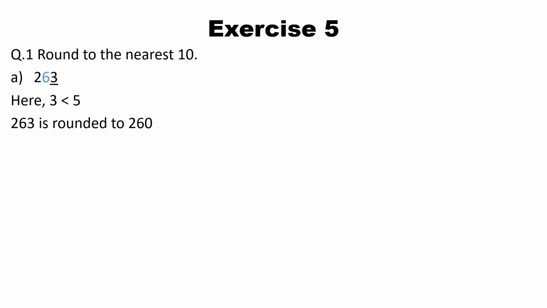For example, round 263 to the nearest 10. So we can see that it's 63. So 63 will lie in between 60 and 70. But 63 is nearer to 60. So the rounded number will be 260. And the other way is to look at the ones place. If the ones place is less than 5, then the number will be rounded down. So 263 is rounded to 260.